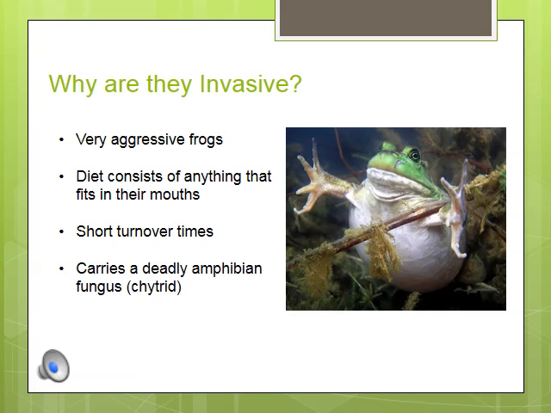The American bullfrog is invasive for a multitude of reasons. One reason is that it's a highly aggressive and territorial species with a near limitless appetite. It eats anything that can fit in its mouth, which most certainly includes other frogs.